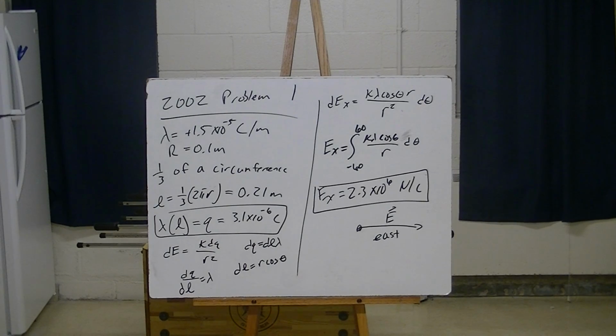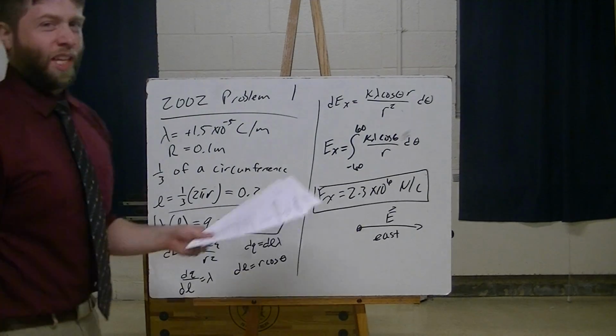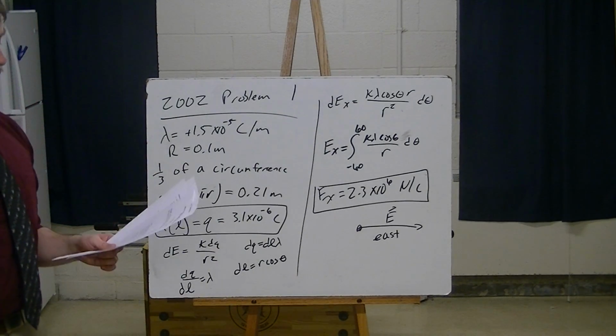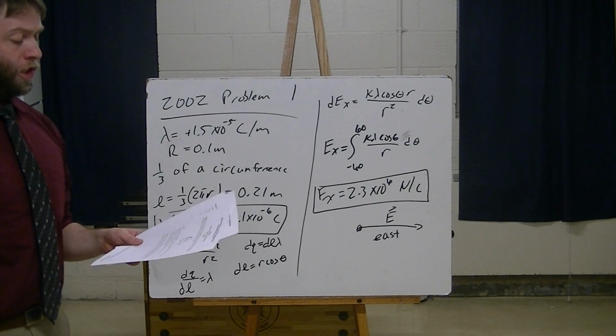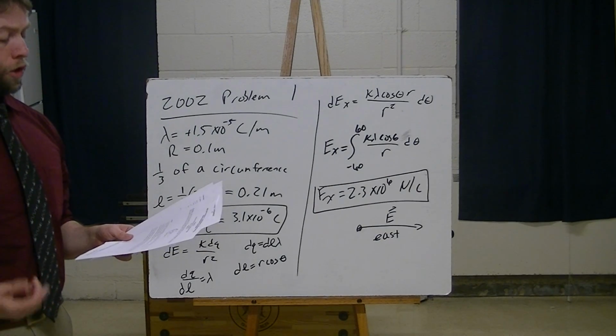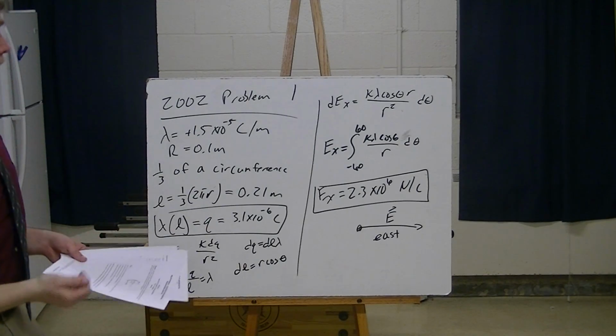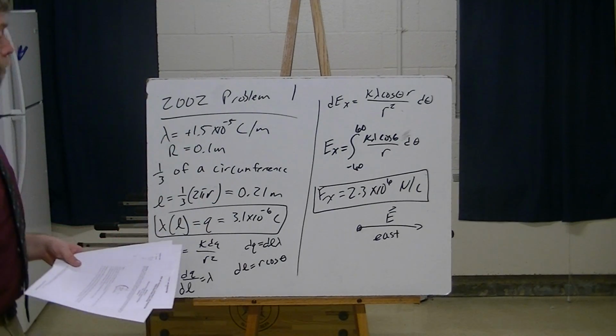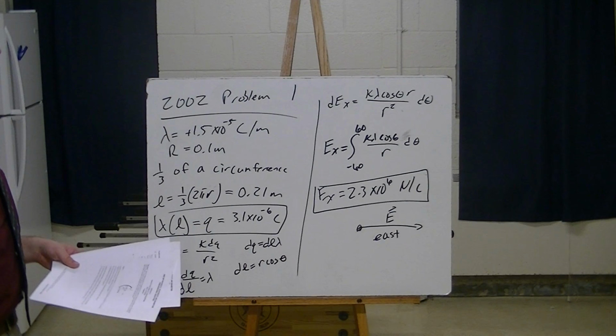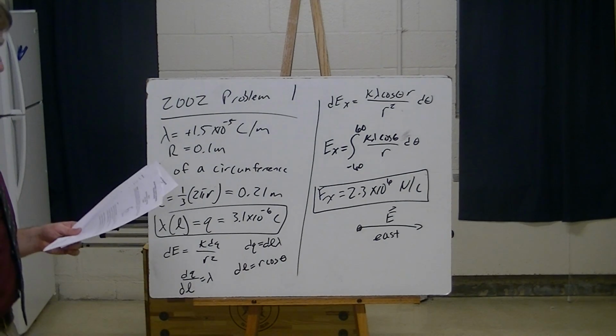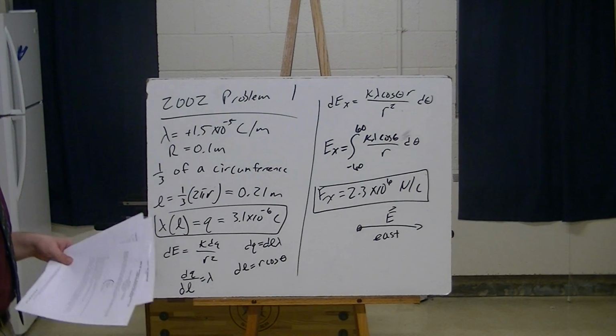Problem 1 from 2002 is kind of interesting in that I think it starts off more difficult and then as it goes it actually gets easier. We have a linear charge distribution centered around an origin, 60 degrees above, 60 degrees below. They give us the linear charge density, 1.5 times 10 to the minus 5th coulombs per meter, and they give us the radius. First thing is determine the total charge on the rod.